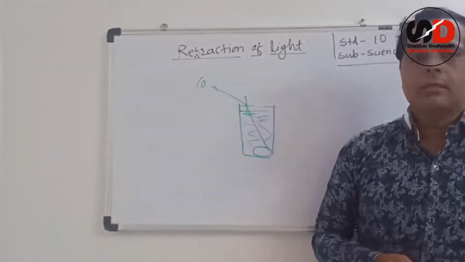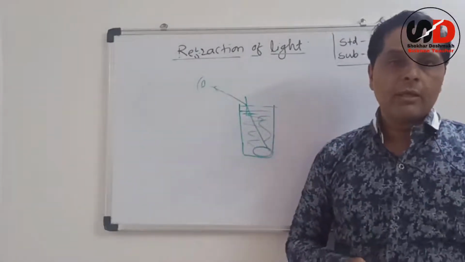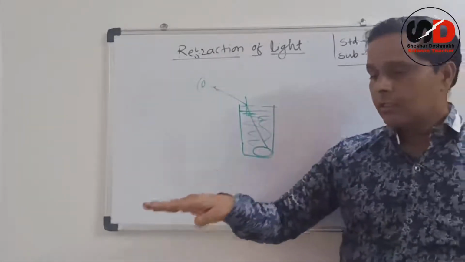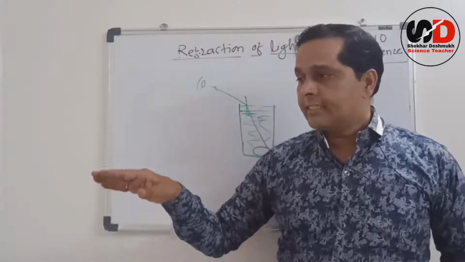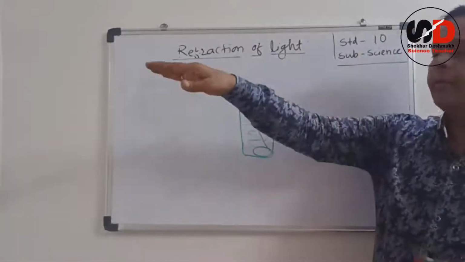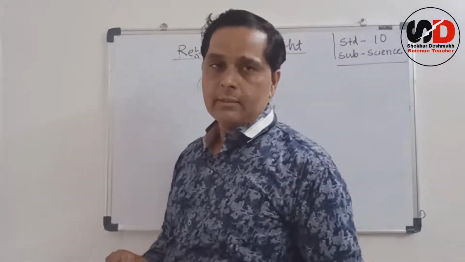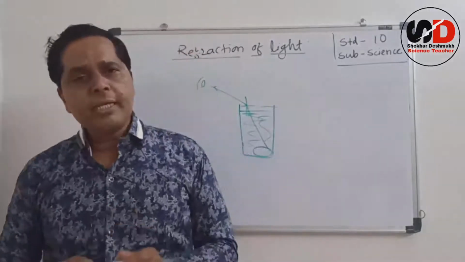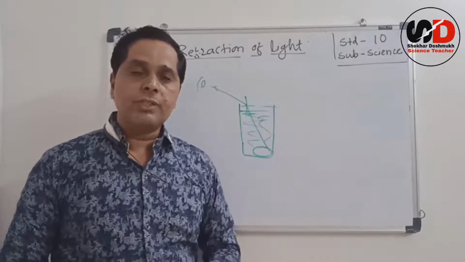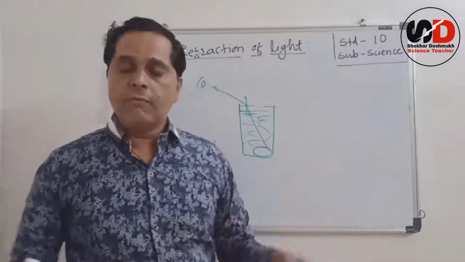So correlate this knowledge with the activities which we perform, and with our day-to-day experiences. If we place a stick in a swimming pool and see it from the corner, it appears to come up. All these are due to the refraction of light. There are so many phenomena which we experience in daily life which depend on refraction of light. Okay, we will stop here.